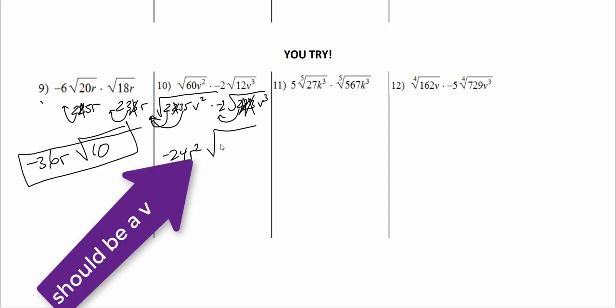I didn't touch a 5. And then I should have just the V left inside. That was pretty easy, pretty self-explanatory there.